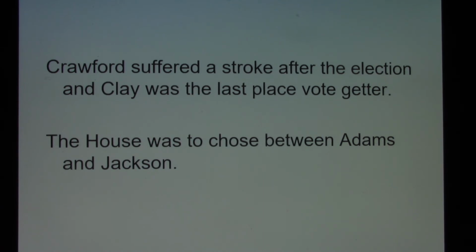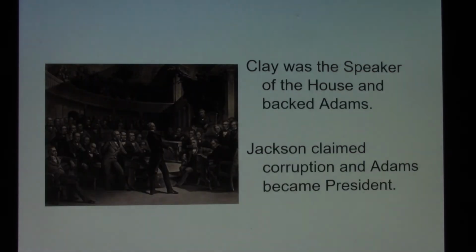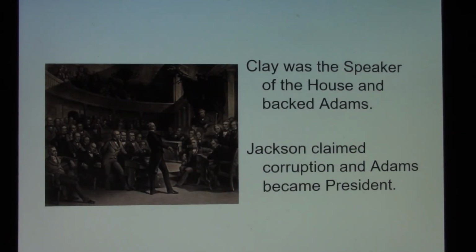Now remember, no matter how many representatives you have, the state is only allowed one vote. Clay, who was Speaker of the House, is going to make a deal. Clay is going to work to get some of his states to follow him and some of Crawford's states to follow him, and then Clay will throw his votes to John Quincy Adams. Now, of course, Jackson said, I got the most Electoral College votes, I got the most popular votes, I should be the president. But Clay was successful, and John Quincy Adams is elected president.